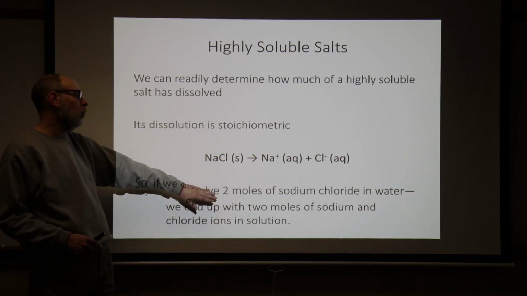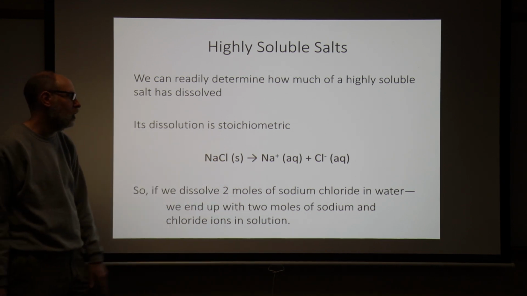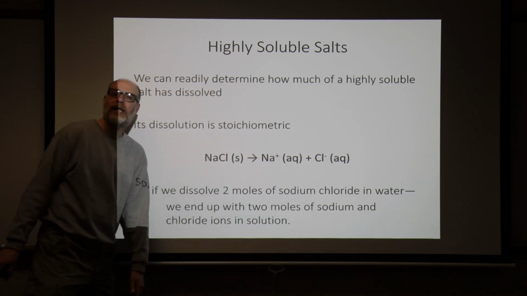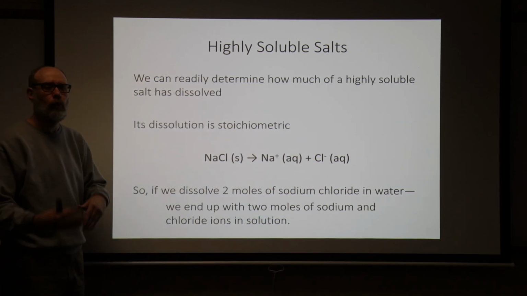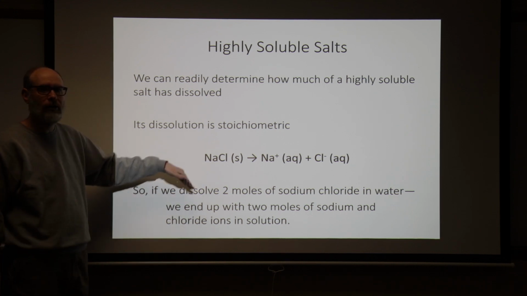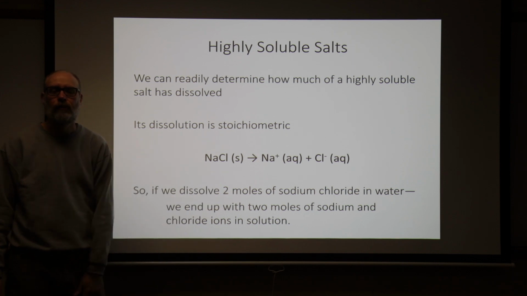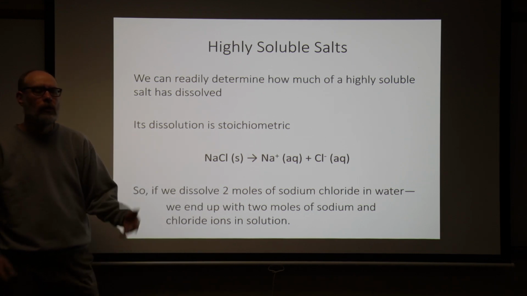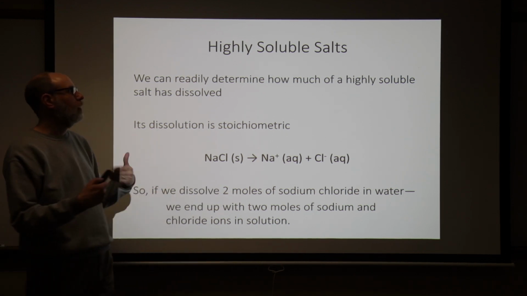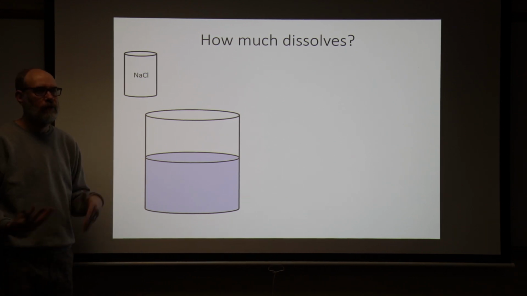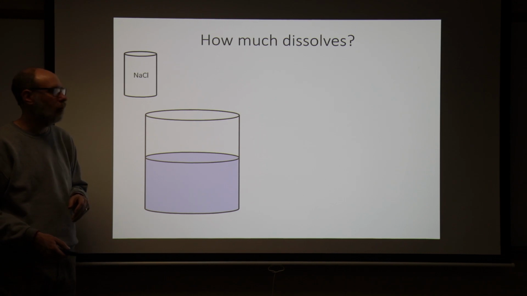So if you take 2 moles of sodium chloride and dissolve it in solution, you'll end up with 2 moles of sodium ions, 2 moles of chloride ions. It's directly stoichiometric. We use that ratio in the balanced chemical equation. And when we talk about this, it is a single arrow, right? So talking about the solubility of something that's highly soluble is really the first step to us talking about solubility.